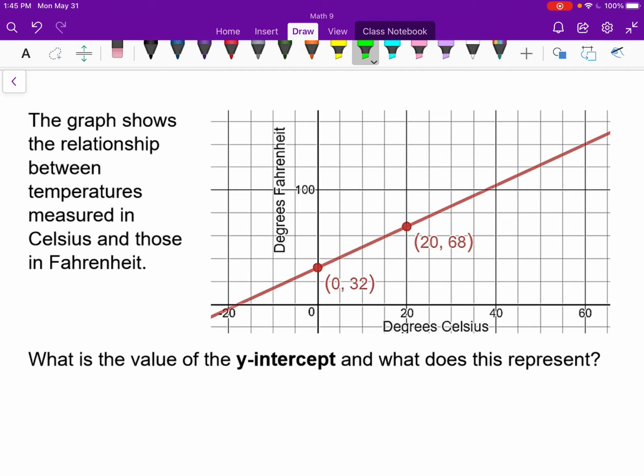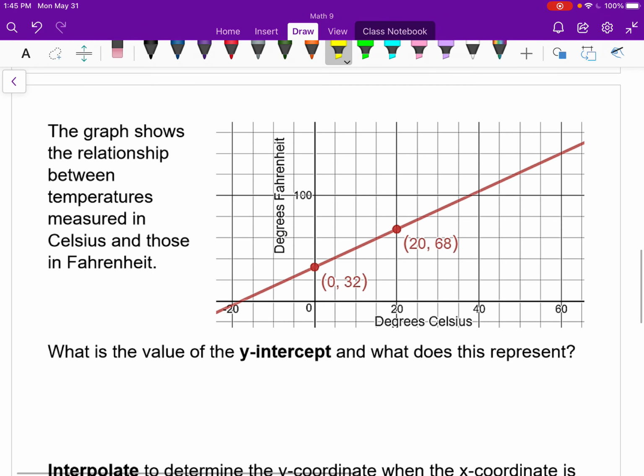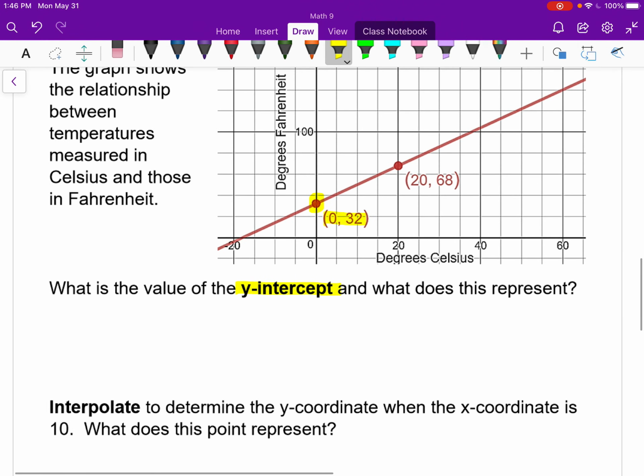Maybe first what I'll do is answer this first question. What is the y-intercept and what does it represent? Well, the y-intercept is this point right here, and more specifically the 32, because the 0 just tells me it's on the y-axis, but the y-intercept means where does it cross the y-axis. So it's the 32 that really matters. And so the y-intercept of this particular relationship is 32.